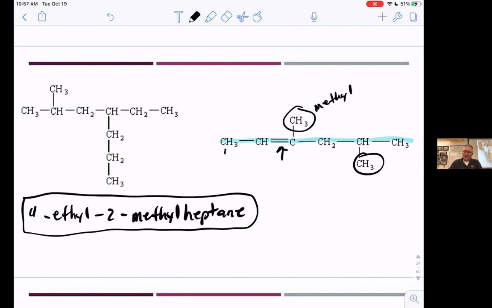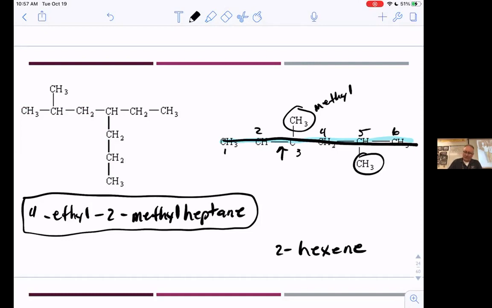My longest carbon chain is 1, 2, 3, 4, 5, 6. I don't know why I went up and down, but whatever. 1, 2, 3, 4, 5, 6. So that prefix would be hex. There is a double bond, so it's ENE. To tell me where the double bond is, you put it right before you name the chain. So 2-hexene tells me all of that right there. Tells me the backbone, the chain. It tells me where the double bond is.